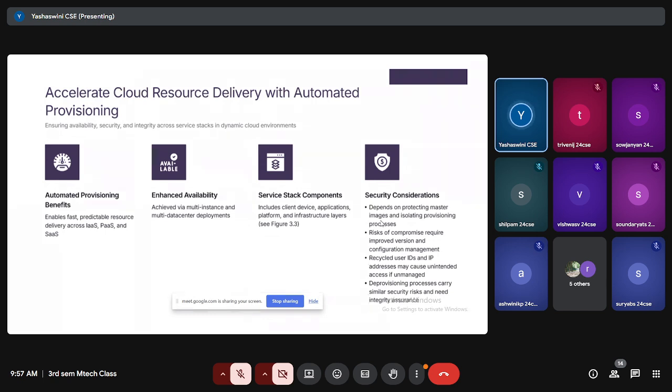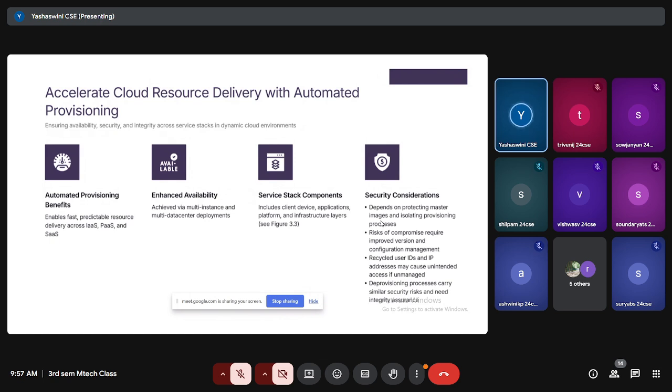Next, coming to accelerating the cloud resources. So what we can do is, there are many things in order to accelerate the resources. First one is automated provisioning. So every time it is very, very difficult to check the virtual machine manually and then do the provisioning. Instead of that, what we can do is we can go with automated provisioning.